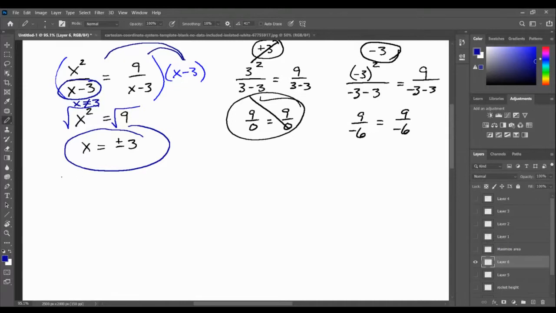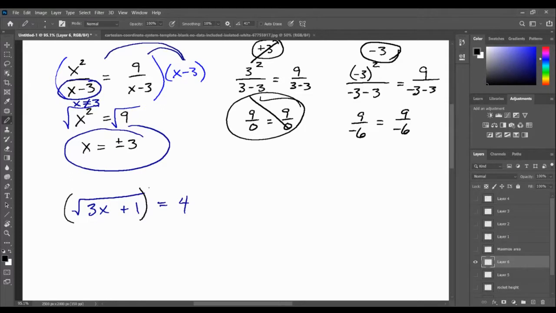This is a radical equation. When I was a kid, radical meant really cool. I suppose it's really cool.